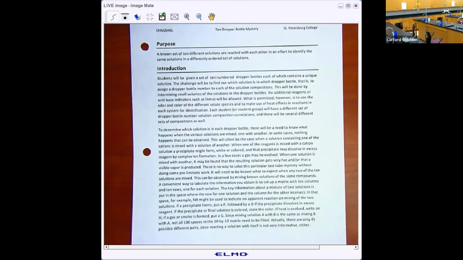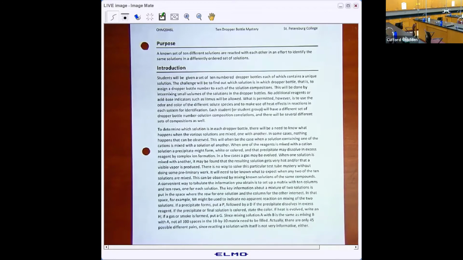I'm going to be doing what for you guys would be the first day of this 2-week lab. The lab is a 10-dropper bottle mystery. So what you would have been doing on the first day is investigating samples of the known solutions. This again is a qualitative analysis experiment. We're going to be trying to identify 10 unknown solutions by mixing them together.